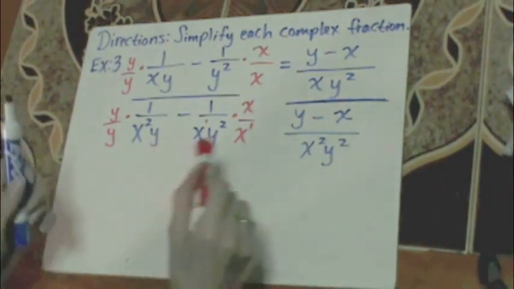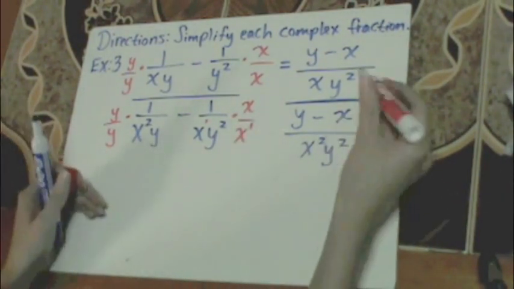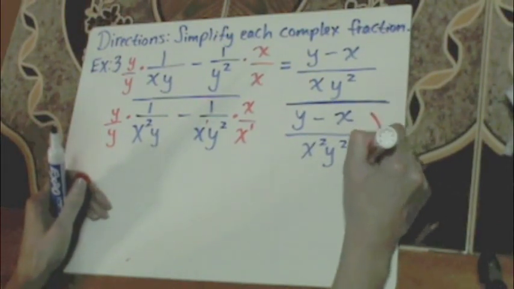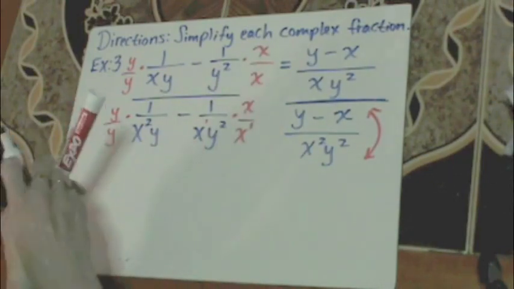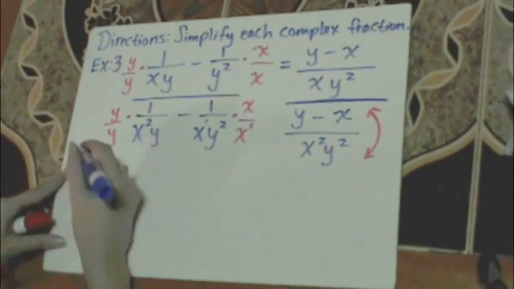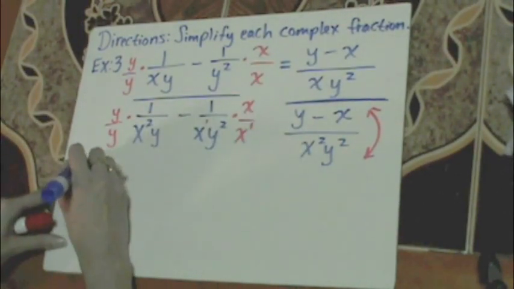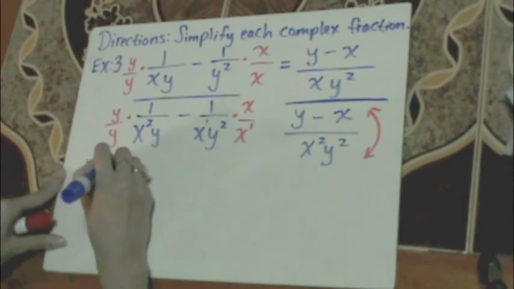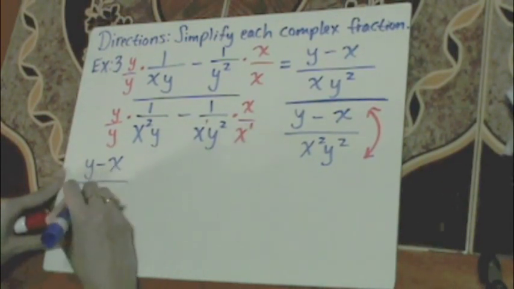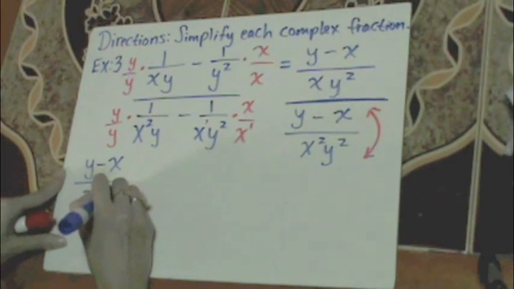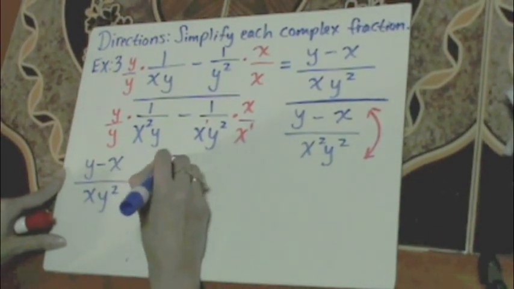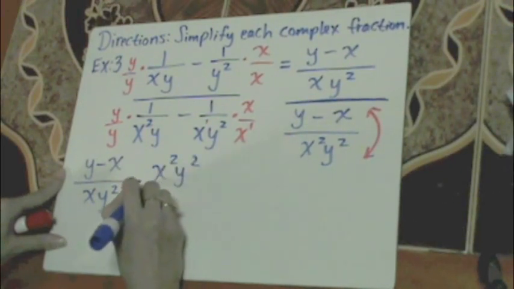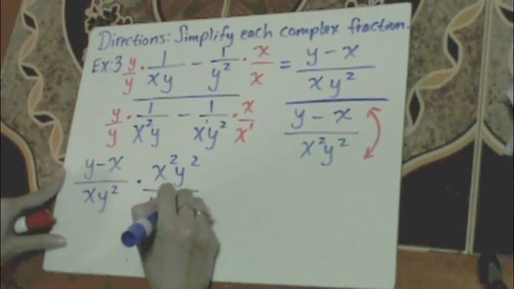Okay, so again, I'm dividing by a fraction, so I need to multiply by the reciprocal. So I'm going to leave the top fraction by itself, or I'm going to leave it alone, so I'm going to just write that down. So y minus x over xy squared times, flip this, x squared y squared divided by y minus x.